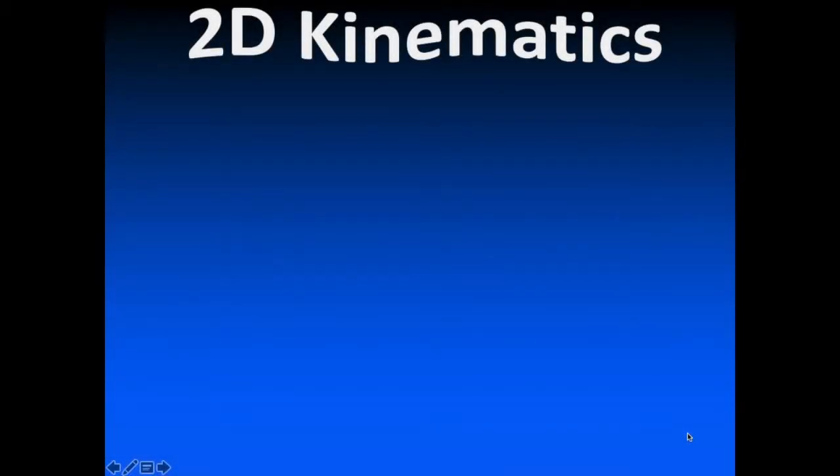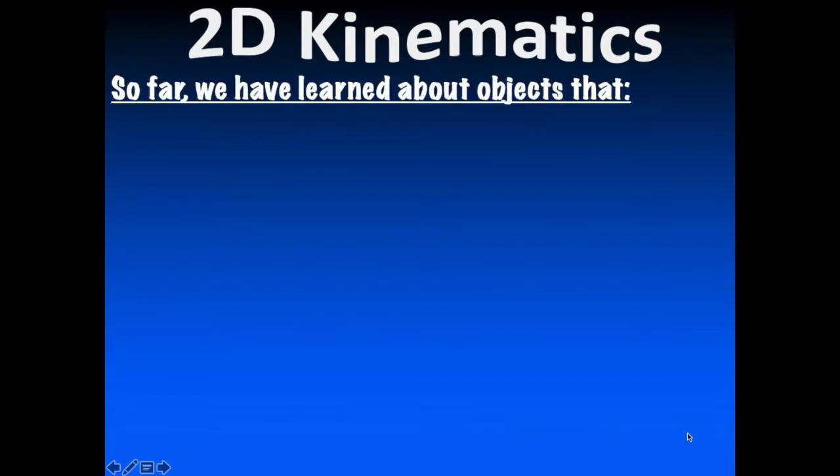All right, so today we're going to take a look at an introduction to 2D kinematics, or another way you could say it would be 2D motion. So, just a little recap of where we've been. It says so far we've learned about objects that, number one, move only in the x direction.